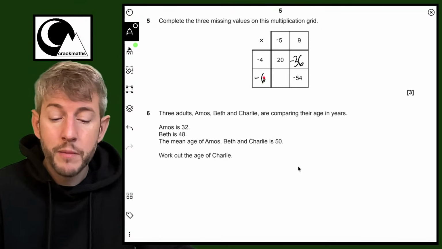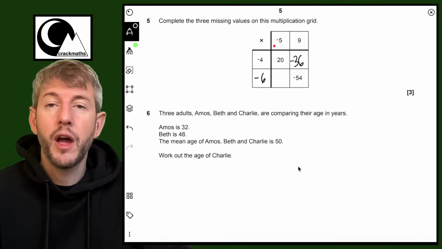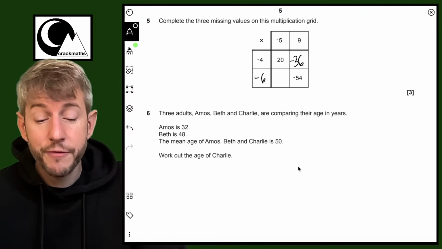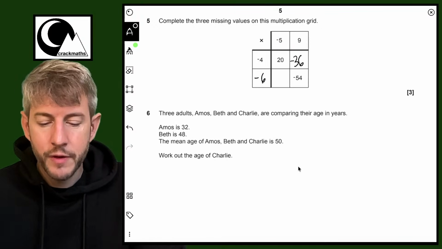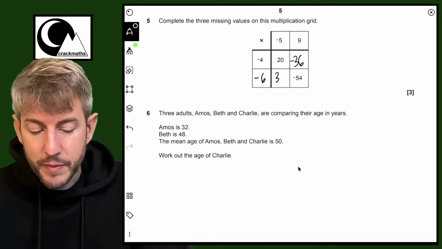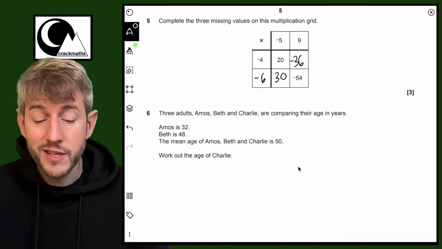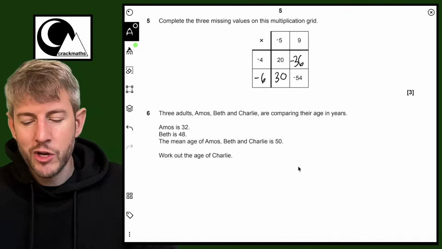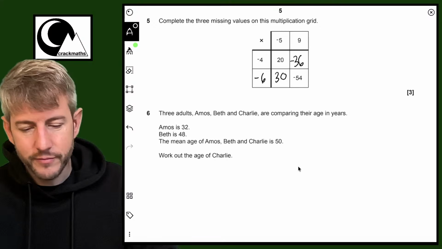And then minus 6 times minus 5. Well, this is just going to be the same as 5 times 6 because it's double negative. So minus 6 times minus 5 is going to give us 30 because 5 times 6 is 30. Right, let's have a look at question 6.